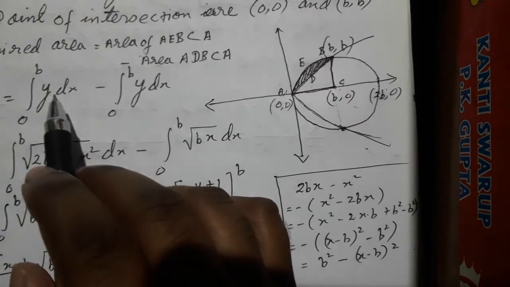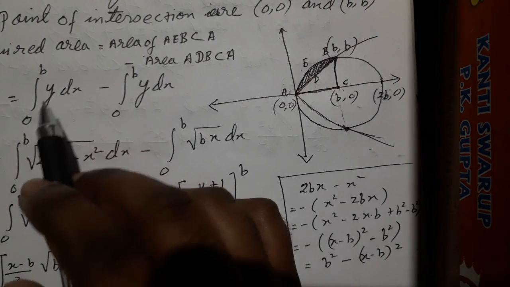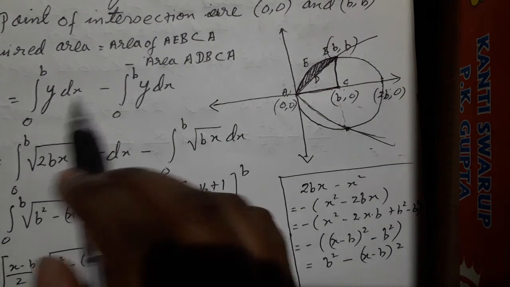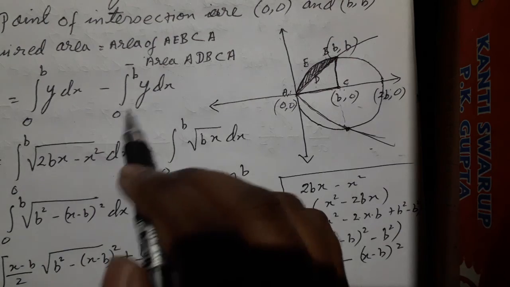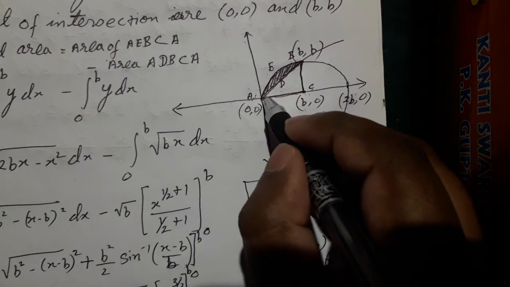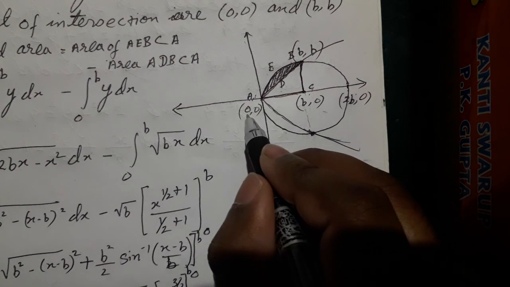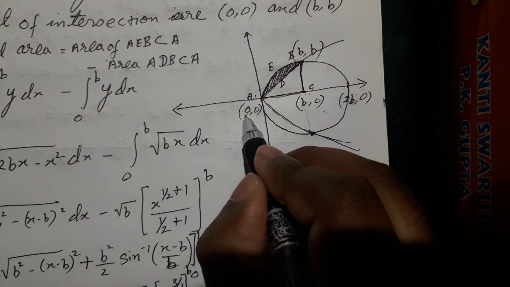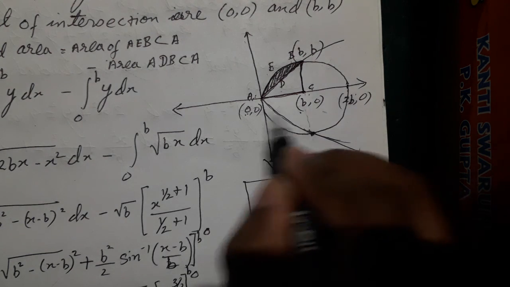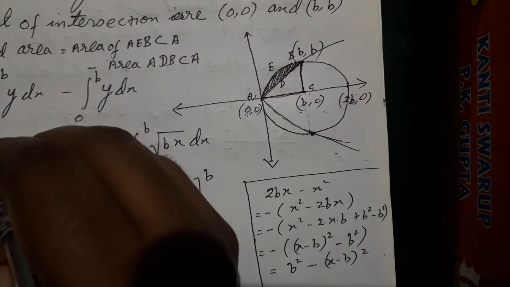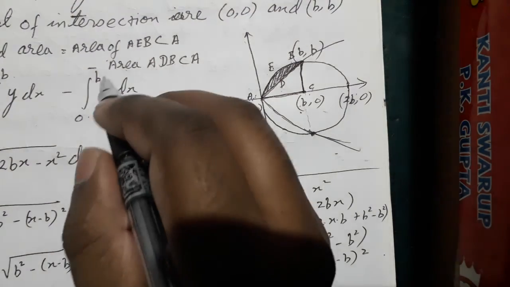Now we'll try to integrate. So we'll just give the integral symbol first: integration y dx minus integration y dx. So how do we find the limits? What is the range on the x-axis? The x coordinate here is 0, here it is b. So the limits will be 0 to b for both.